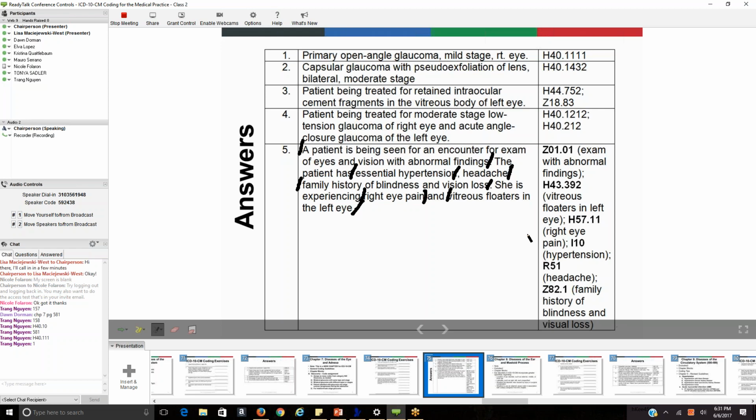Then the next thing is any type of eye symptom relating to the eye. So the next thing is the right eye pain. So you have vitreous floaters and the right eye pain. Then you can use the hypertension code, that the patient also has hypertension, and then the family history code, the Z code for the family history, is always last.